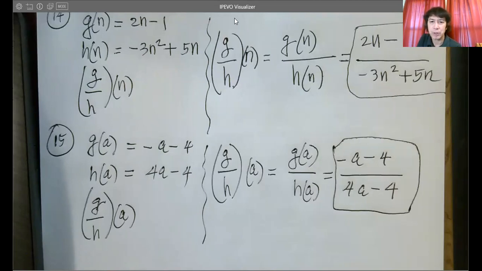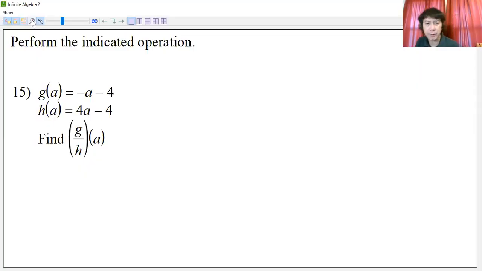Okay, and we shall be able to see it over here. All right, that should be it. Negative a minus 4 divided by 4a minus 4. Exactly what we have in our solution. And we have the final example. All right, let's have number 16. Do we have 17? No more. All right, so we'll do number 16 and we're done with our session.